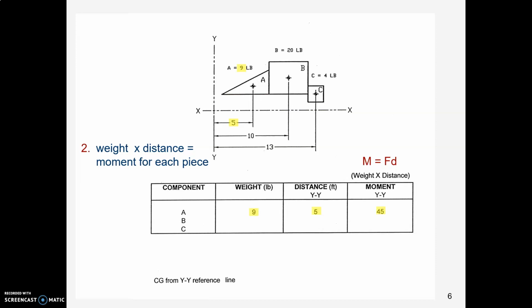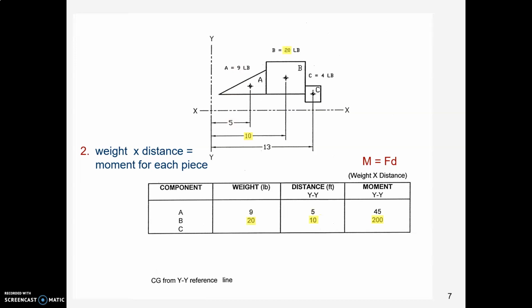So 9 pounds times 5 feet gives us a moment of 45 foot-pounds for the triangle, or in the x direction. Then we'll do the same with B. That's a big one, 20 pounds. Its center is 10 feet over. 20 times 10 is 200 foot-pounds for shape B. Then we'll fill in shape C, the little one. It weighs 4 pounds. Its center is 13 feet over. 4 times 13 is 52 foot-pounds for the small shape.